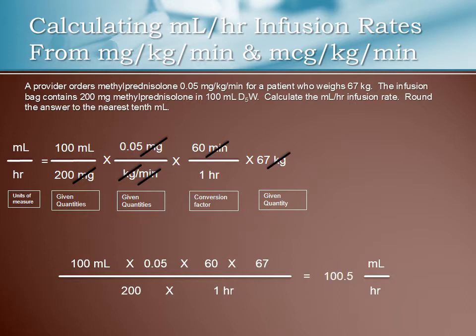And the answer is 100.5 milliliters per hour. Since the number 0 is in the hundredths place, rounding to the nearest tenths leaves me with the 5 in the tenths place. Okay, so let's figure this if you had to have micrograms per kilogram per minute. Basically, you're going to set up the problem the same, other than you would use two conversion factors. You would use one for the micrograms and milligrams, and then you would use one for the minutes and the hour.